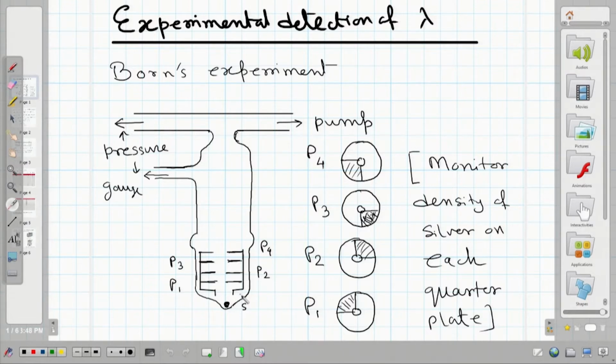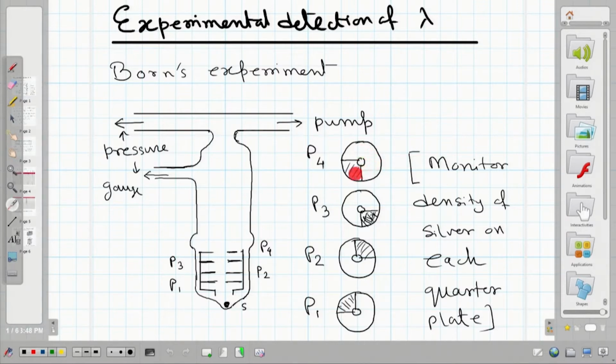The separation between the first and the last plate, that is between P1 and P4, is 1 centimeter, and these plates are quarter plates in nature. What do I mean by that? If we look at the top view, every plate is essentially a hollow ring, except that 1/4 of it is solid. In terms of angles, 90 degrees of the plate is solid out of a total 360 degrees, and the rest 270 degrees is hollow.